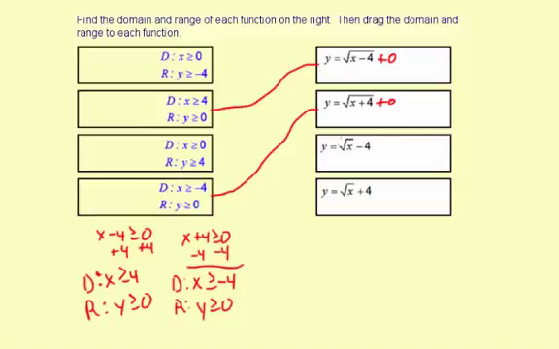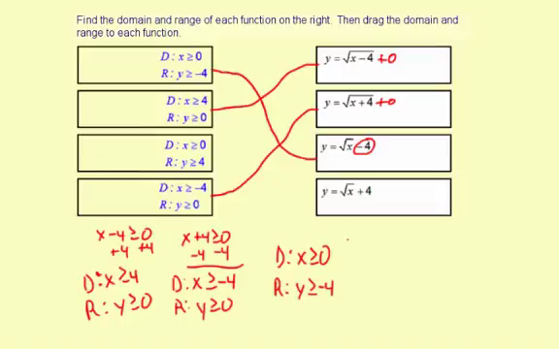The next one, y equals square root of x and then minus 4. So for the domain, the only thing inside of the square root symbol is the x. So your domain is simply x is greater than or equal to 0. And then for the range, there is a number after the square root symbol. It's negative 4. So your range is y is greater than or equal to negative 4. So that one matches here.